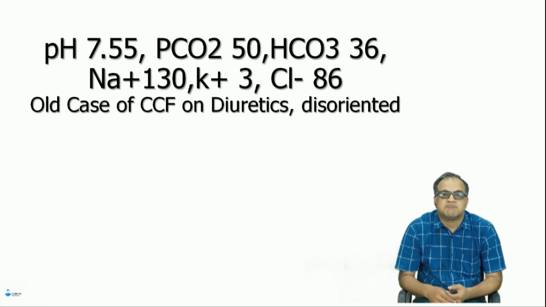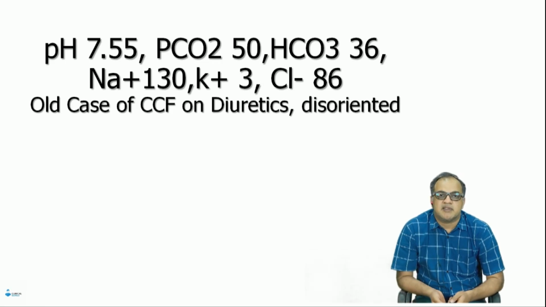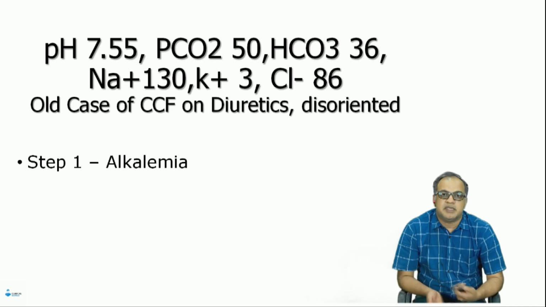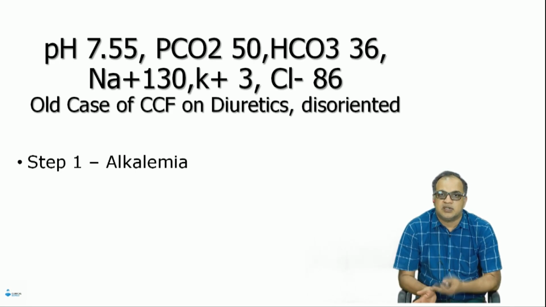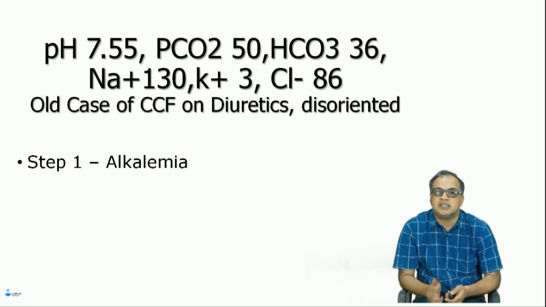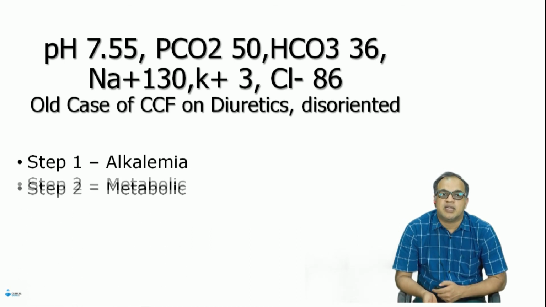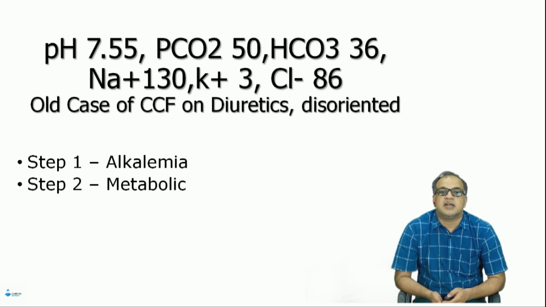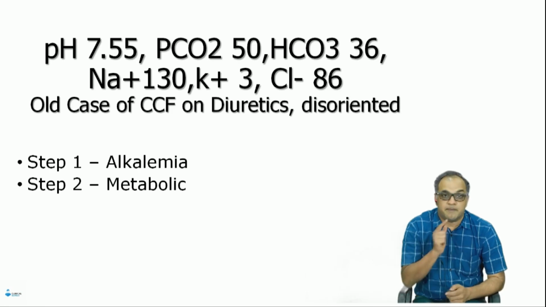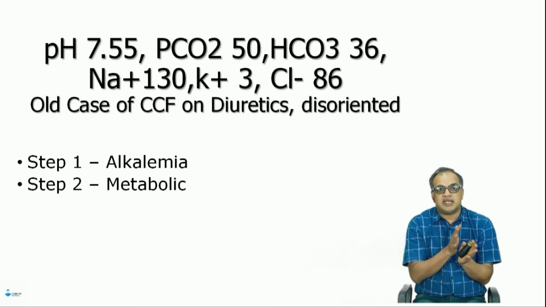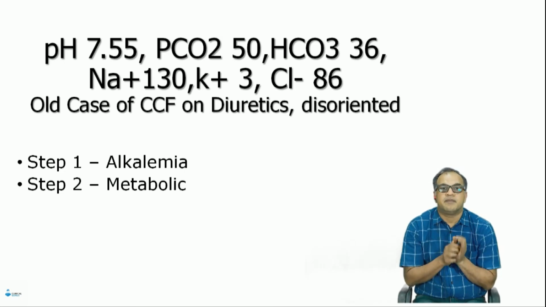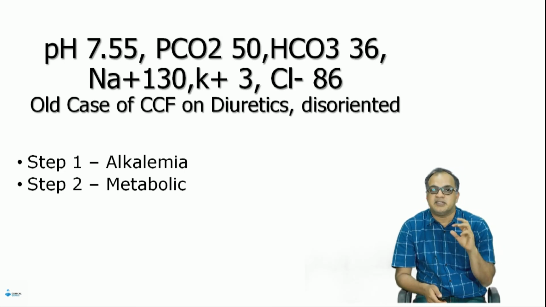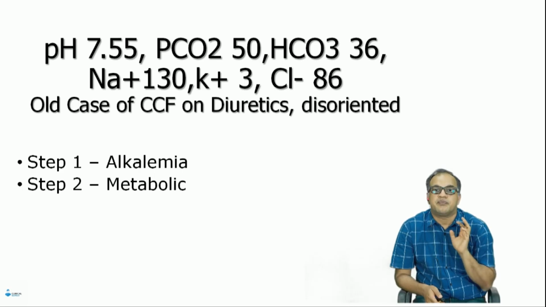Last one, I guess. pH is 7.55, more than 7.4. Alkalotic pH. PCO2 50, more towards acidosis. Bicarbonate 36, more towards alkalosis. So it is metabolic alkalosis. Primary disorder is metabolic. Sodium 130, it is metabolic alkalosis. Metabolic alkalosis and acidosis, they both behave the same way. The PCO2 and bicarbonate change 1:1.